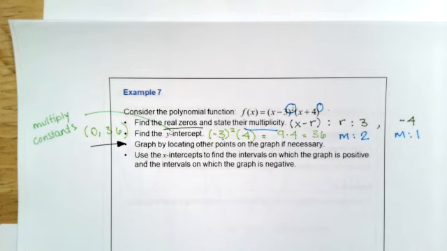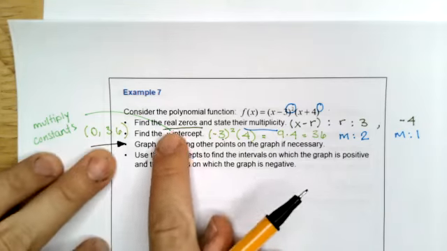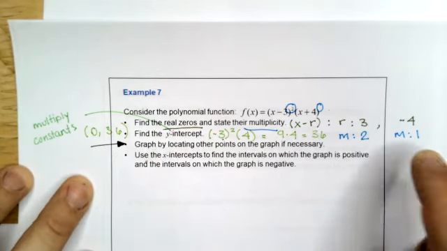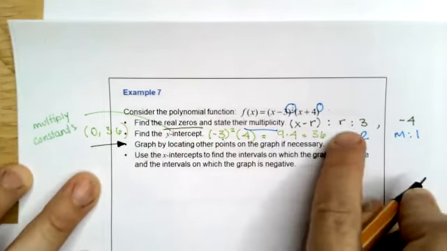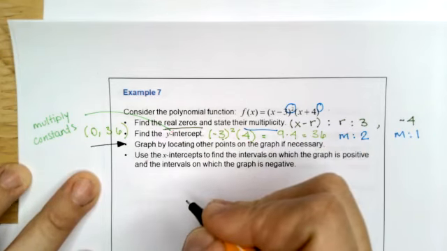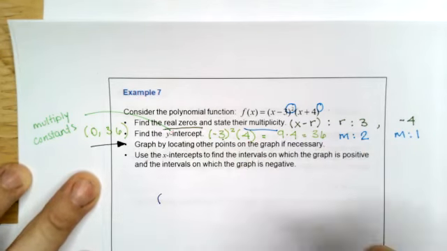This is from our previous units, right? Okay, so, real zeros and state their multiplicity. Let's think about this. Okay, the real zero is 3, right? What does that mean? That means it's going to cross.